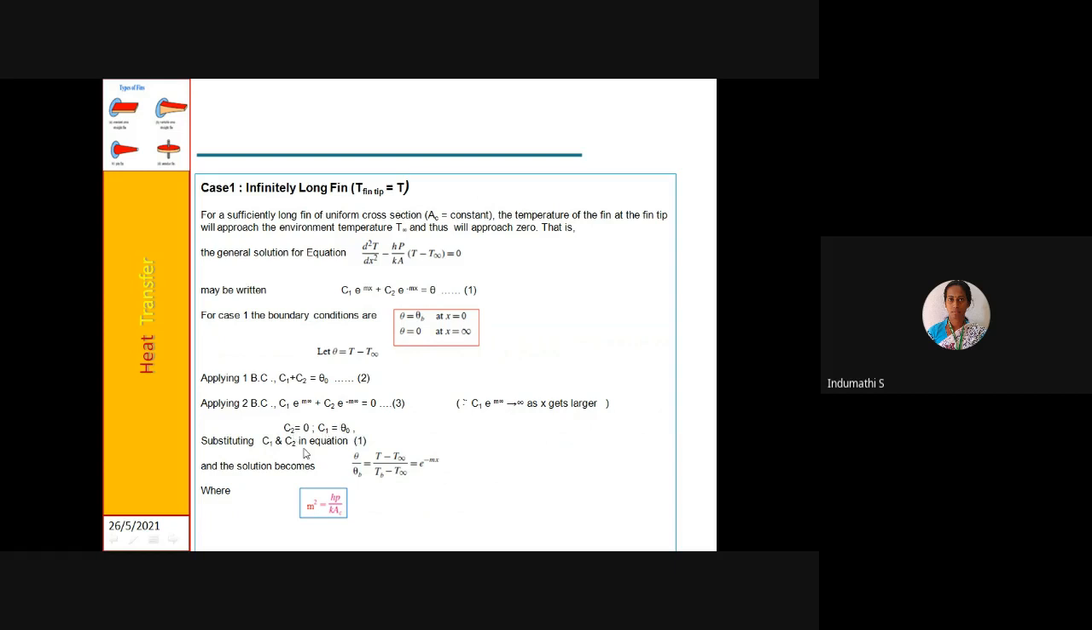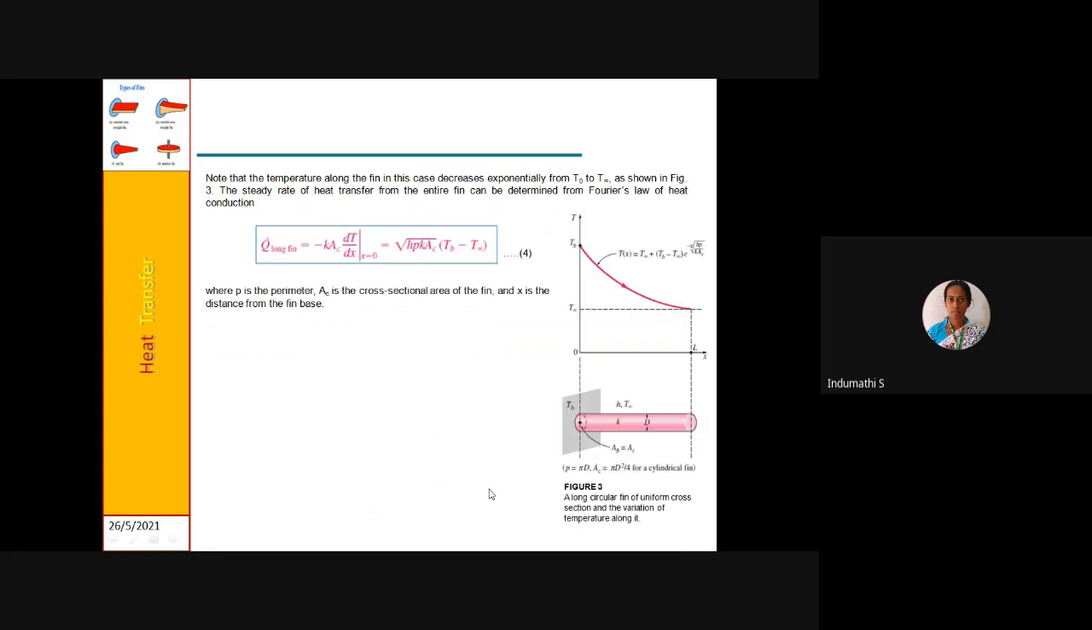Substituting the c1 and c2 values in equation 1, we get theta by theta b is equal to t minus t infinity divided by tb minus t infinity is equal to e to the power minus mx, where m square is equal to hp by kAc. This is the heat transfer from the entire fin under steady state conditions. Q long fin is equal to minus kA dT by dx at x is equal to 0, which can be written as square root of hp kAc times Tb minus T infinity.